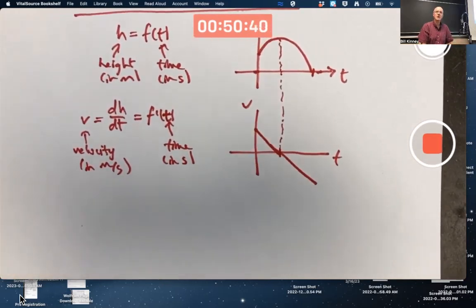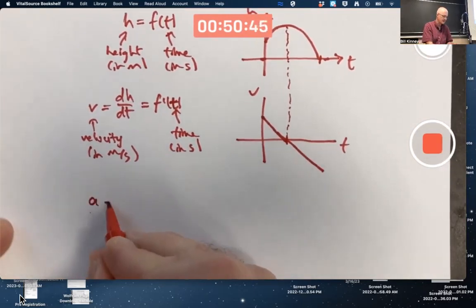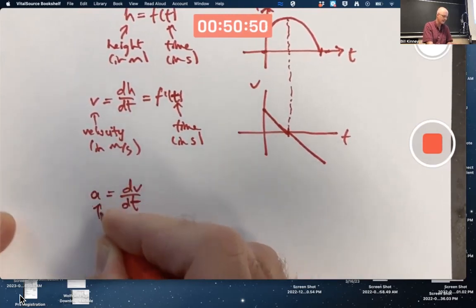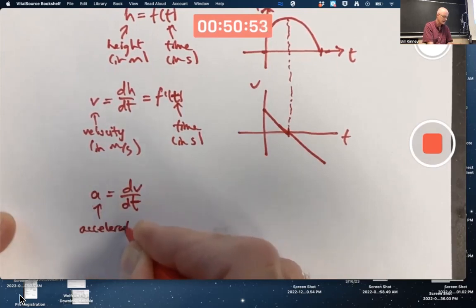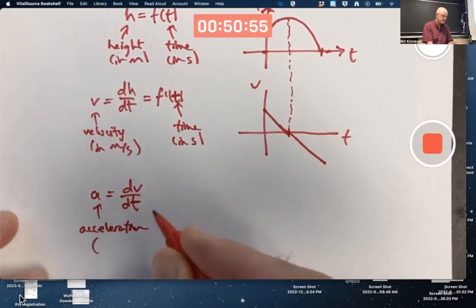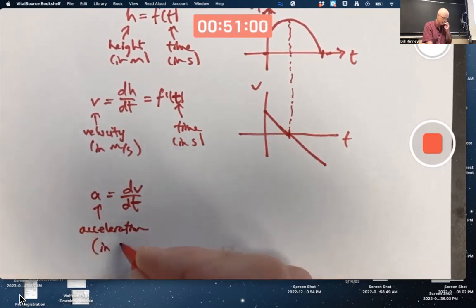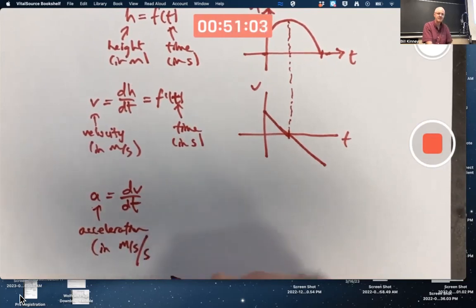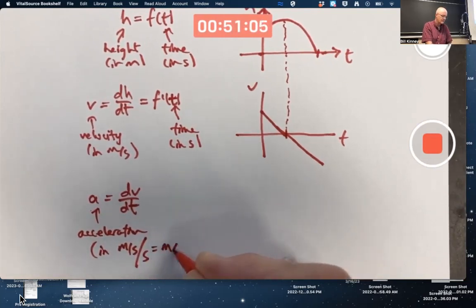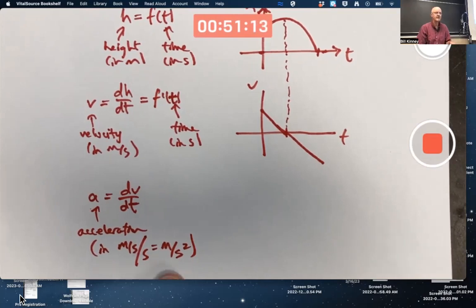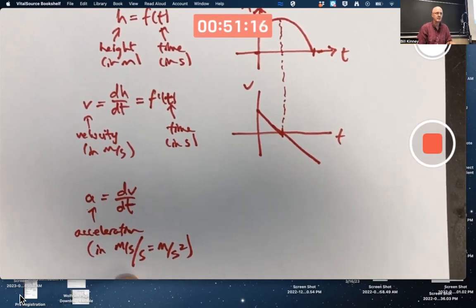But that's a function too, a nice function. It's got a derivative as well. It's called the acceleration. Acceleration is the derivative of the velocity with respect to time. Its units would be units of v, meters per second, per unit of t, seconds. Meters per second, written meters per second squared. That's just shorthand, convenient notation that really means meters per second per second.